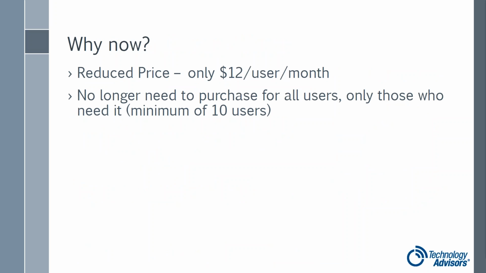Why now? Well, why would you maybe want it now, or why are we doing a webinar now? Well, they've just reduced the price to $12 per user per month, and you no longer need to purchase a license for every licensed user of Sugar, although there is a minimum of 10. What that means is if you have 150 Sugar users, but only 50 users would use the customer journey, you can purchase it only for those 50 users of the customer journey. Also, all of the awesome stuff we just talked about.